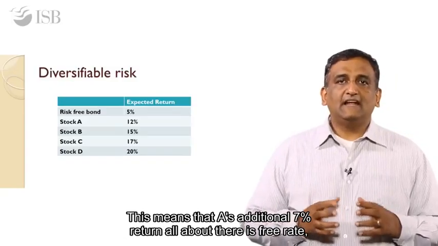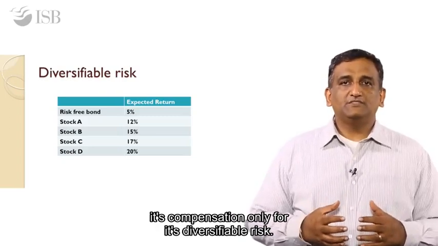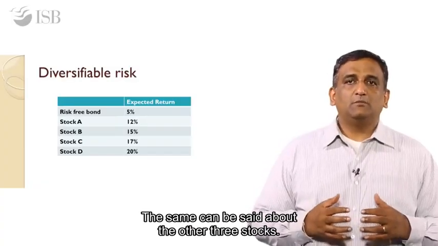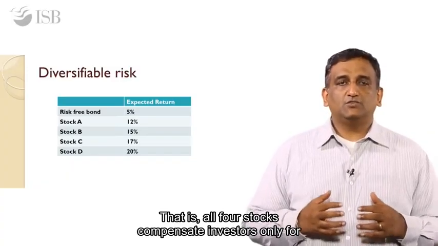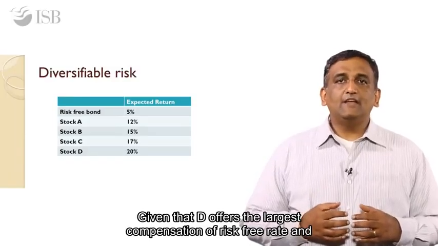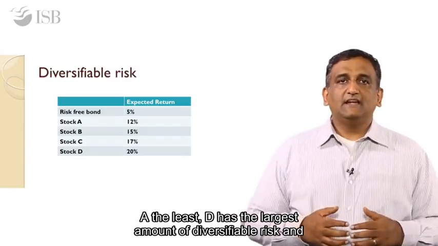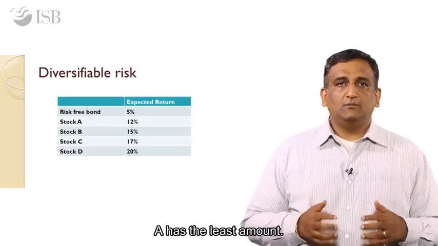This means that A's additional 7% return over and above the risk-free rate is compensation only for its diversifiable risk. The same can be said about the other 3 stocks, that is, all 4 stocks compensate investors only for holding diversifiable risk. Given that D offers the largest compensation above risk-free rate and A the least, D has the largest amount of diversifiable risk and A has the least amount.